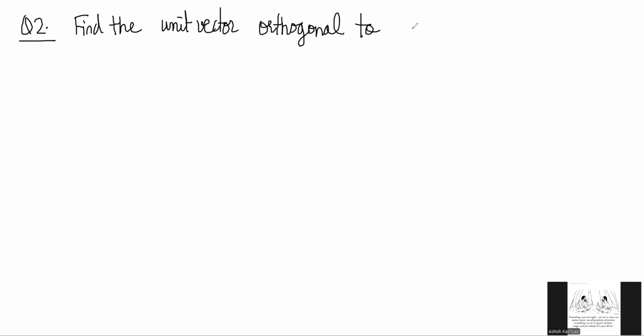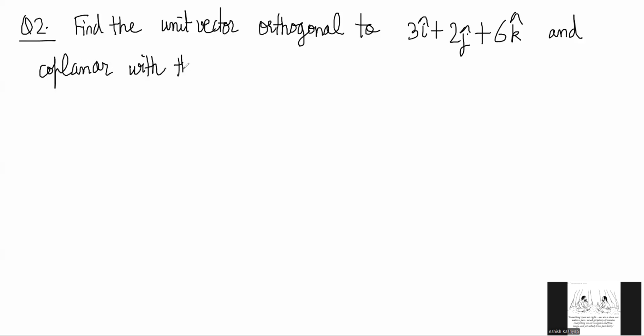Question 2 says, find the unit vector orthogonal to 3i plus 2j plus 6k and coplanar with the vectors 2i plus j plus k and i minus j plus k.